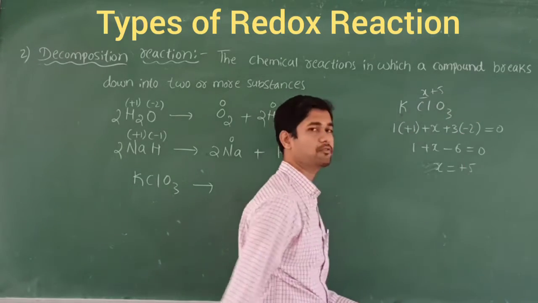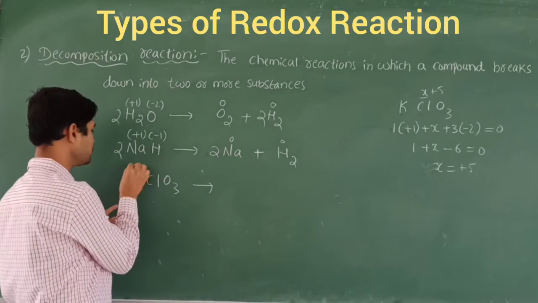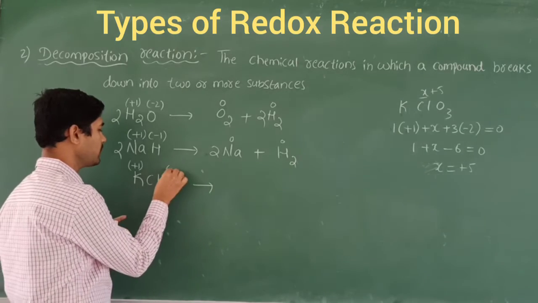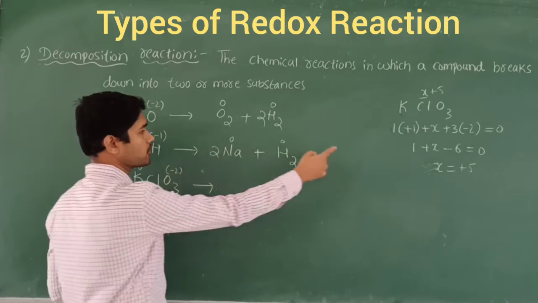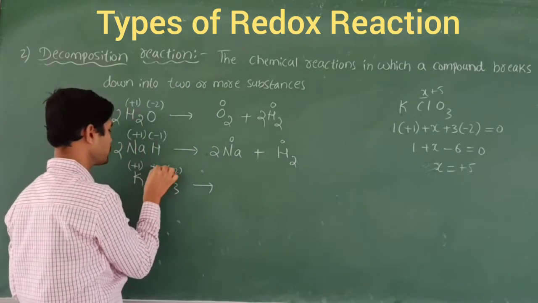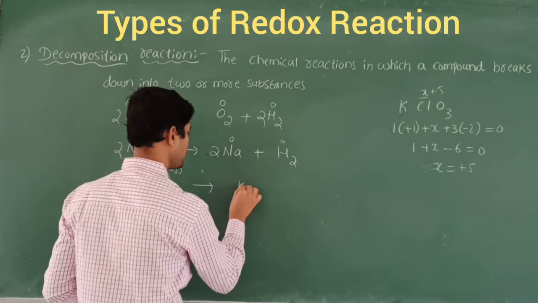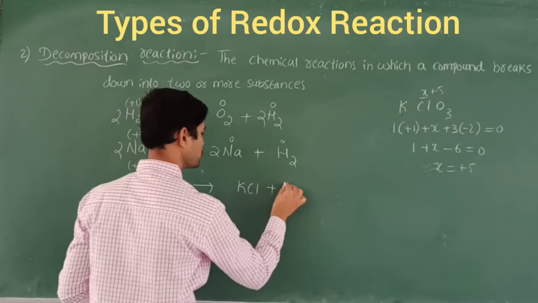We get the oxidation number for this chlorine as +5. So this is the simple way to find it out. Potassium, you know this one, that is +1 always, because this is an alkali metal. Oxygen will be -2. What about this chlorine? We found this one, that is how much? +5 comes here, right?